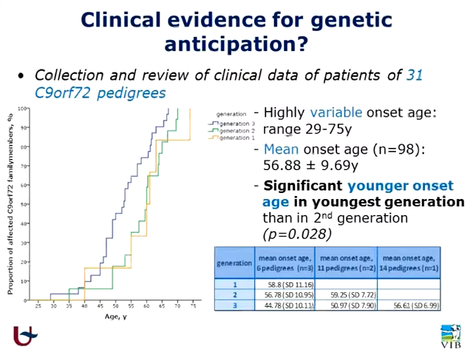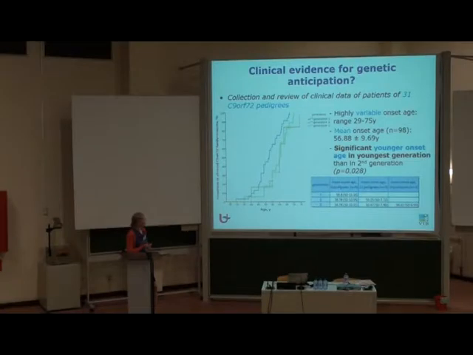As you can see, we showed a significant younger onset age in the youngest generation than in the second generation, and that is what we expect in anticipation. You can see here on the graph, the blue line indicates the third generation or the youngest generation. The green line indicates the second generation, so the older generation, and then the orange line represents the oldest generation. As you can see clearly, at a certain age, a higher proportion of the youngest generation is affected in comparison with the older generation.